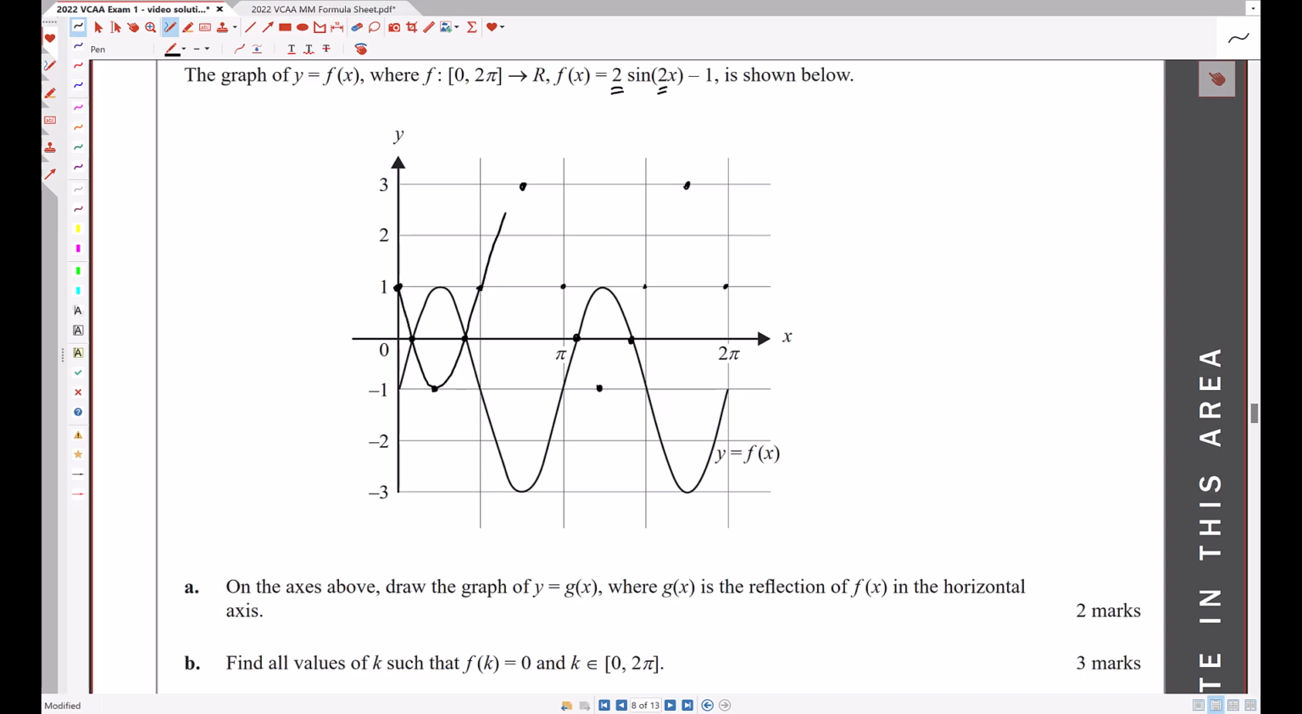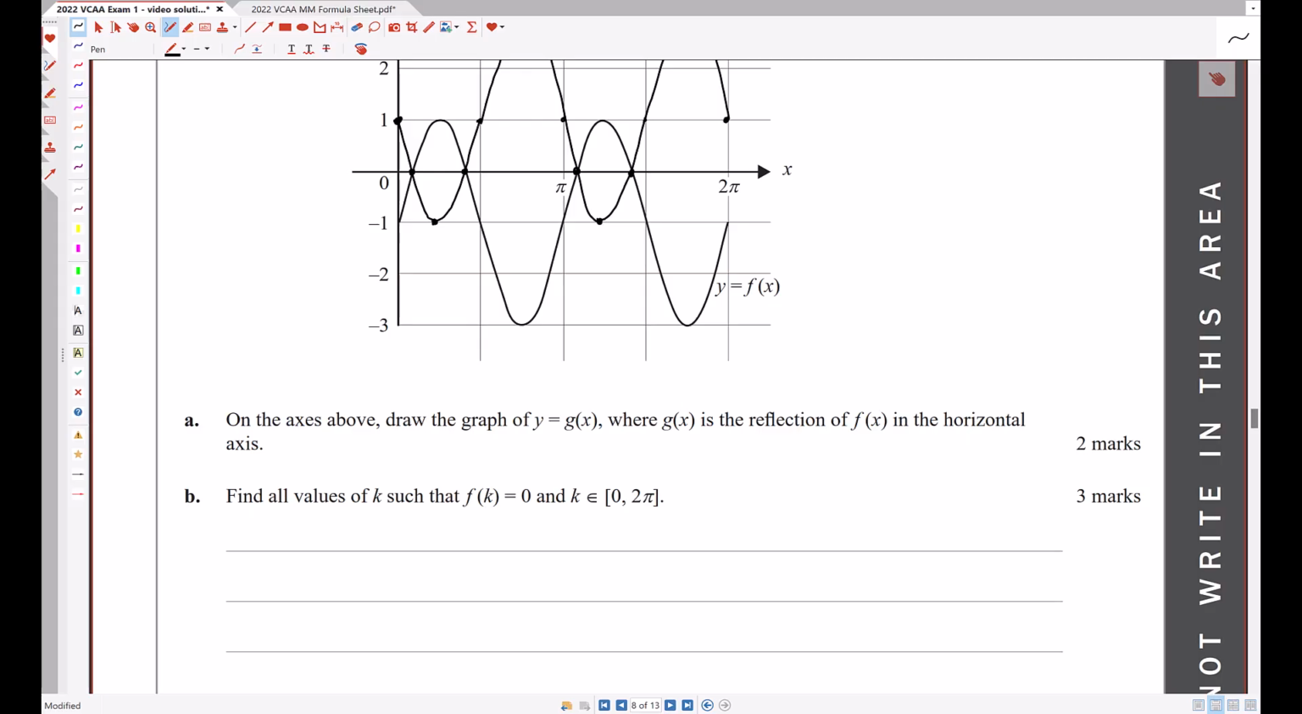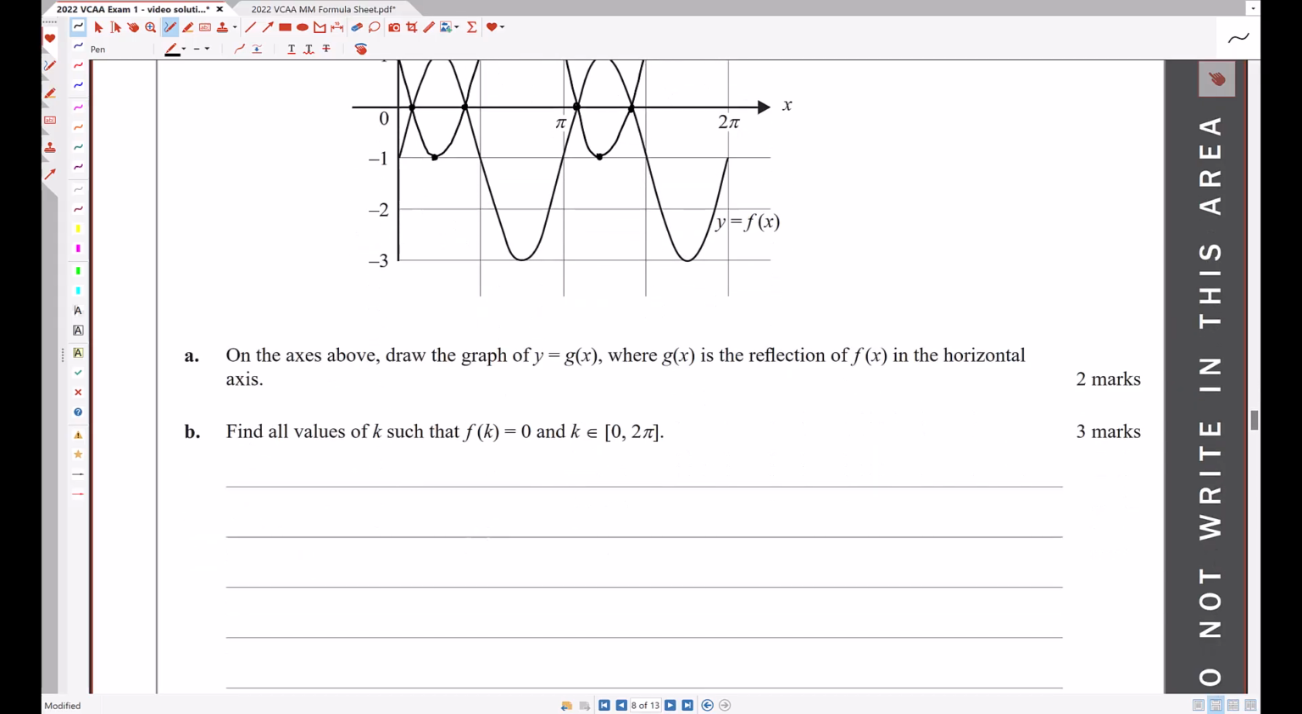Now that VCAA usually give you full grids like this, it's really important that your graphs are drawn accurately on these grids. So, calculate extra points, mark extra points. It should actually go through these same key points. It didn't say that we needed to label anything. The original graph didn't have any labels. I think it's really just about the shape.